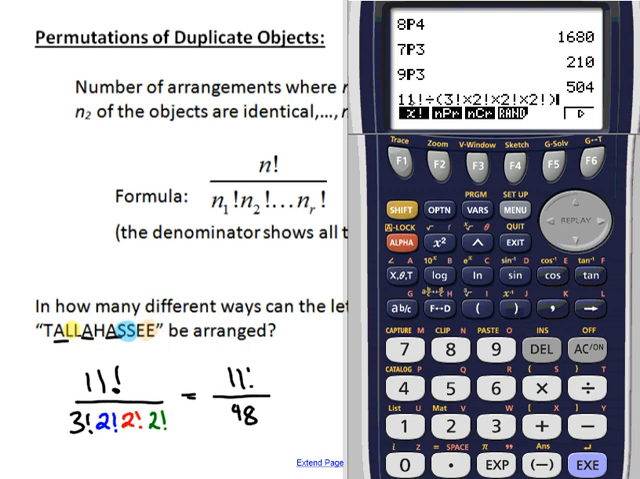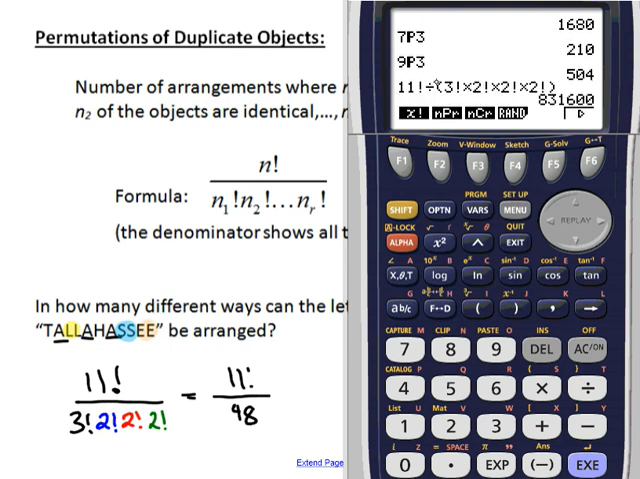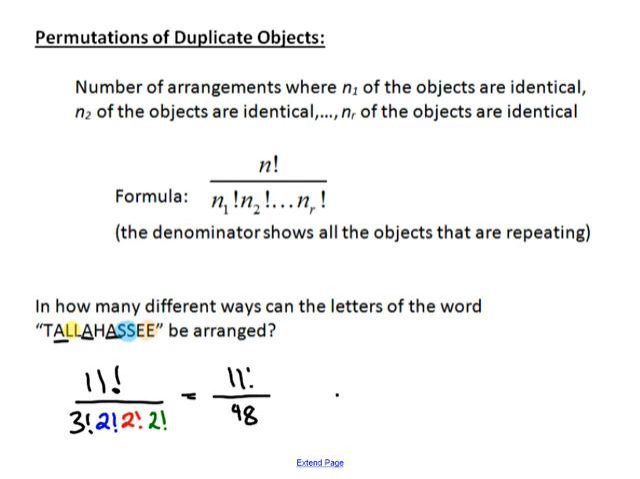See, when I do divided, this is what's going to put all of this down here on bottom. People that do this wrong often forget to put this in parentheses. Then all it does is it takes the 11 factorial and divides it by 3 factorial, and doesn't divide it by anything else. So you want all that to be in bottom. And that's where we get our 831,600.